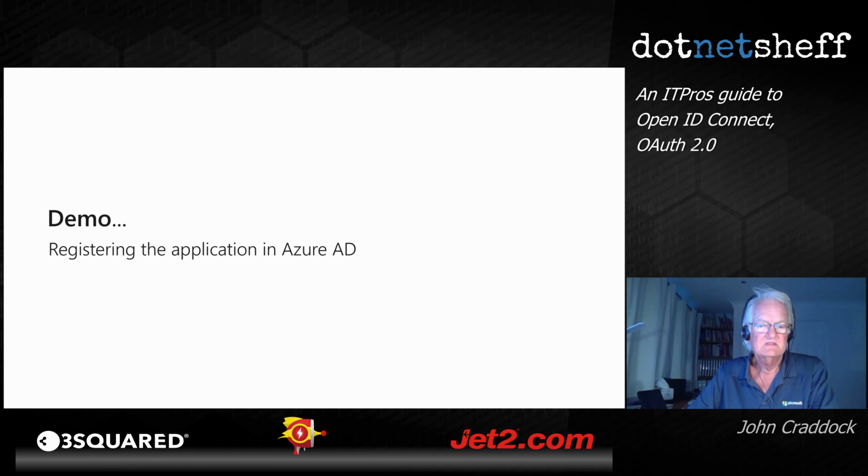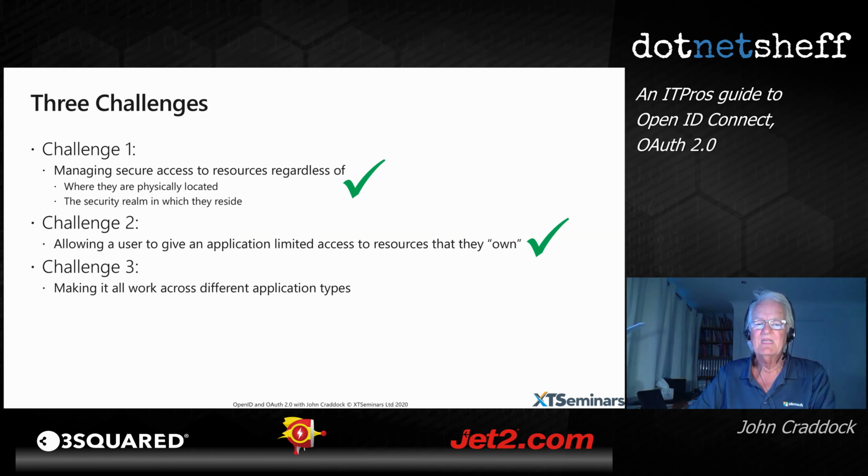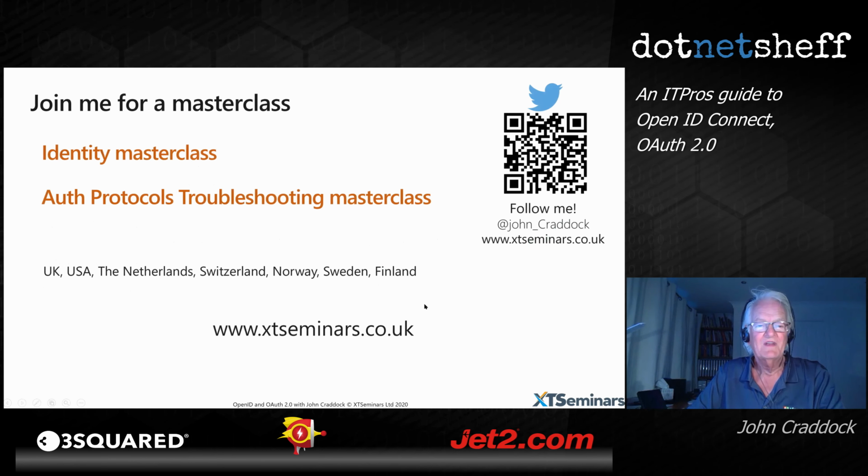Okay, so our third challenge is making it work across different application types. And yes, you can support native apps, single page apps, confidential clients, public clients, and you can basically cook up anything that you need using OpenID Connect and OAuth 2. So if you want to get into all the nitty-gritty of that and start playing around with troubleshooting and everything else, do remember the masterclasses. Do I have any questions?